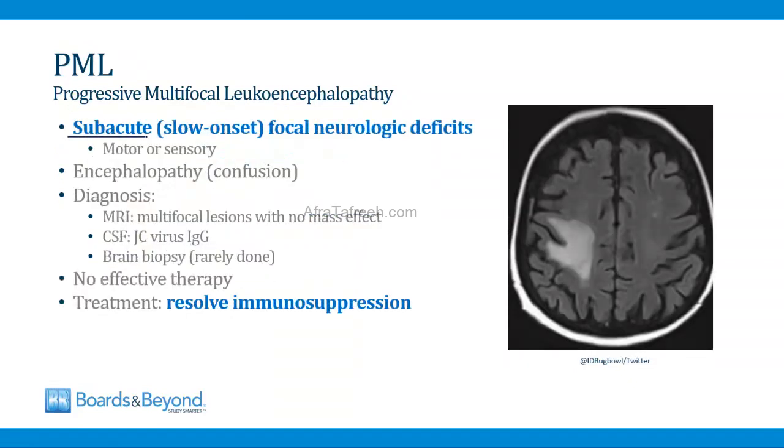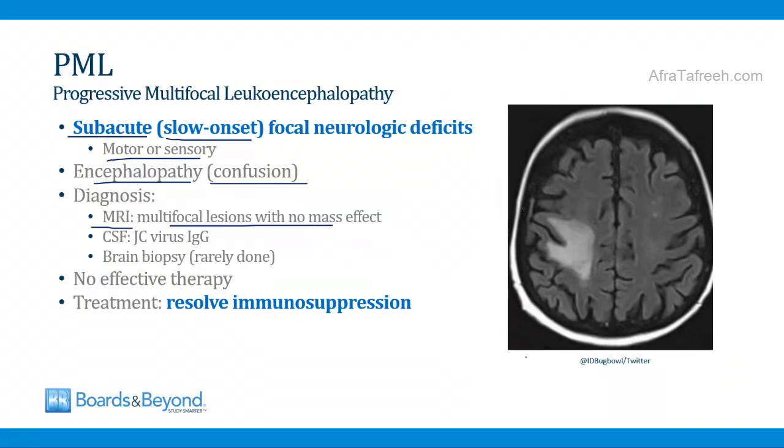PML presents with subacute focal neurologic deficits, and by subacute I mean a relatively slow onset, usually over weeks or months. The deficits can be motor or sensory, and in addition, patients usually develop encephalopathy and symptoms of confusion. You can make the diagnosis with MRI. It will show multifocal lesions with no mass effect.